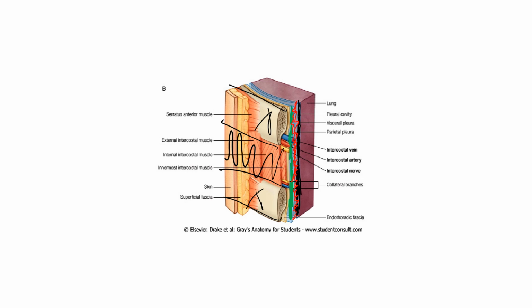So what's the relevance of showing this image? The relevance of showing this image is to show you that the parietal pleura actually adheres to, attaches to, the inside of the chest wall. Do you see this here?